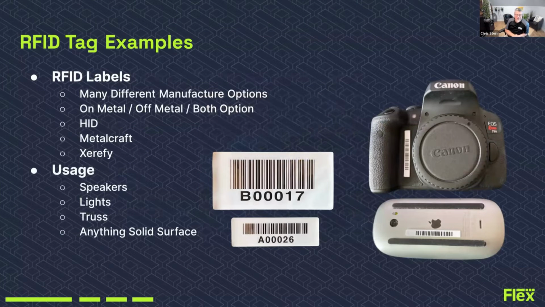There's also different label types. Typically labels and RFID in general are designed, and you'll look at the specs and they'll say these are meant to be put on metal or these can be used on or off metal. And typically they will have a slightly longer read range if they're on metal or not, depending if they use both. But great usage for these, putting them on speakers, lights, truss, anything with a solid surface. And they make them in varying sizes, different manufacturers.